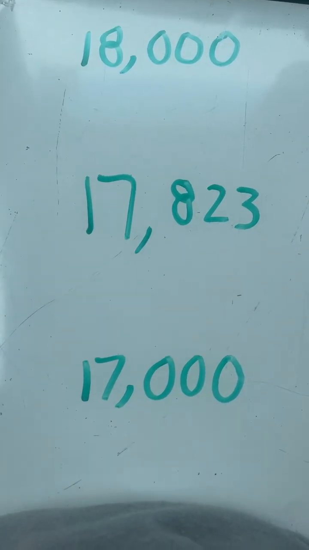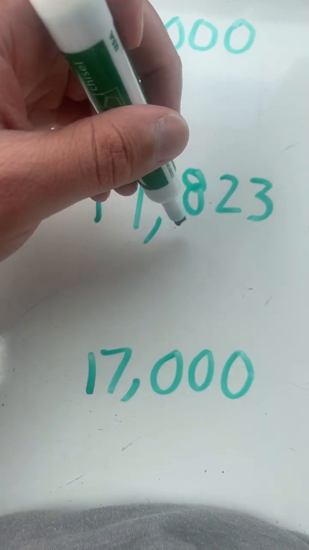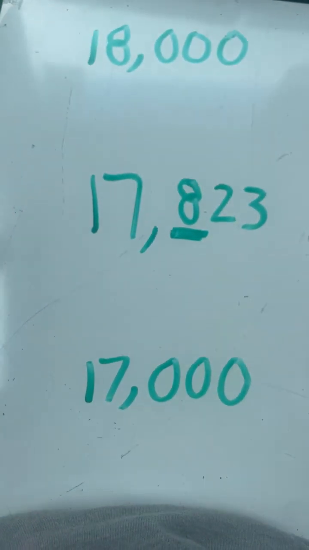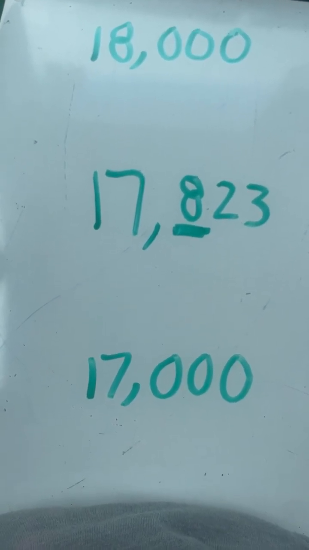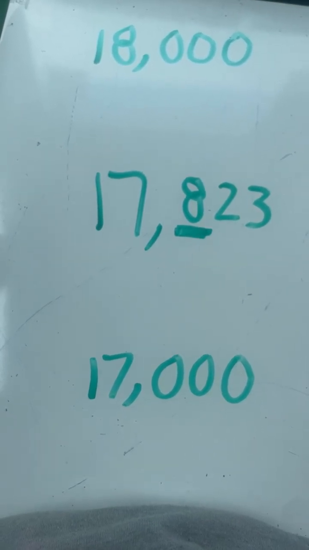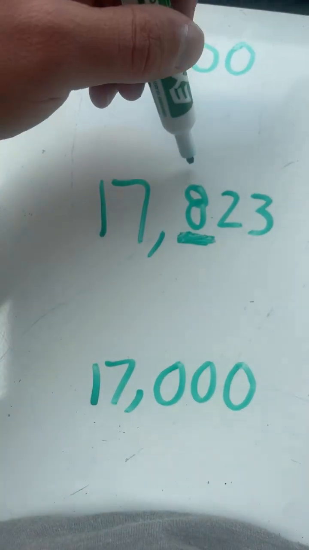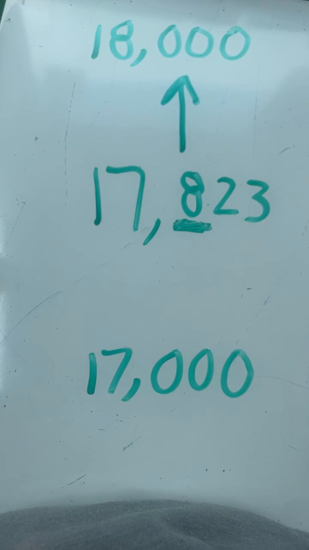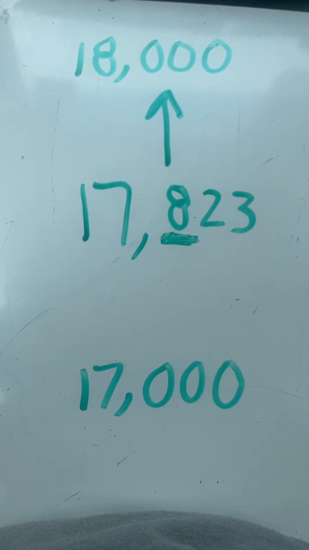All right, so we look in the hundreds place. The digit in the hundreds place is an 8. Again, the rule is 5 or more, we round up. 4 or less, we round down. Since the digit in the hundreds place is more than 5, we would round up. 17,823 to the nearest thousand would be 18,000. That is my video for today.